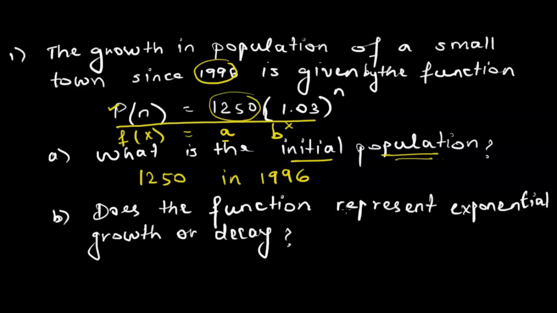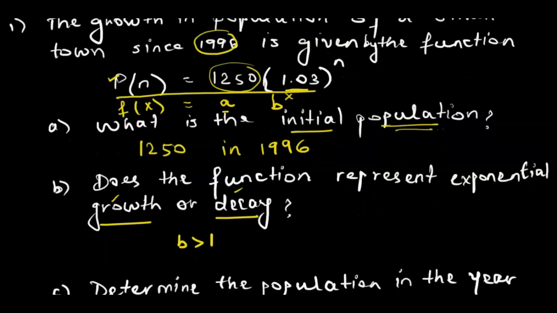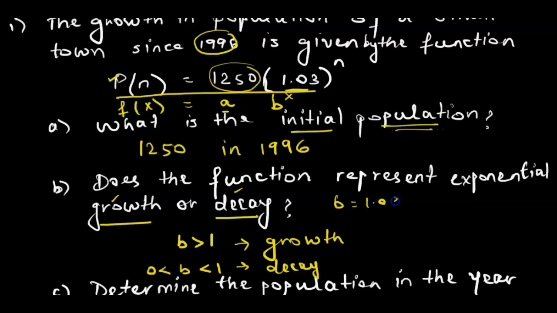Next we have, does the function represent exponential growth or decay? Any question would either have a growth or a decay function. And how do we recognize if the function is a growth or a decay function? In this particular equation, the b value is greater than 1 because it is 1.03. So always remember, if the b value is greater than 1, it's a growth function, and if the b value is between 0 and 1, it's a decay function. In this particular question, the b value is 1.03 and that is greater than 1. Therefore, this representation is a growth function.